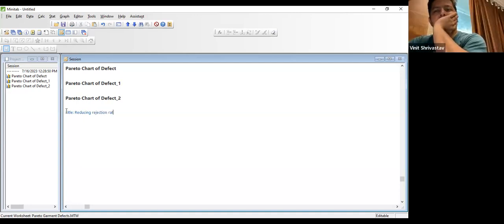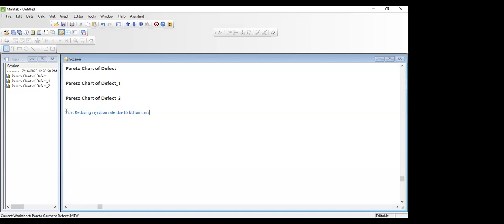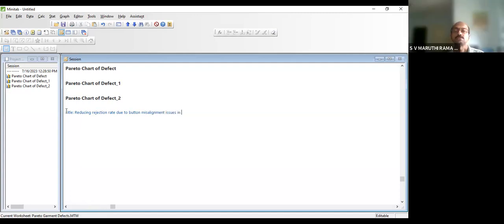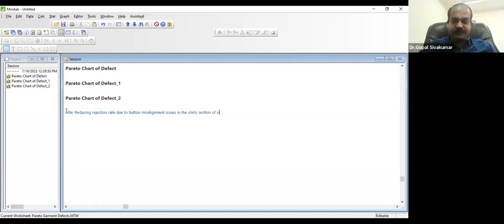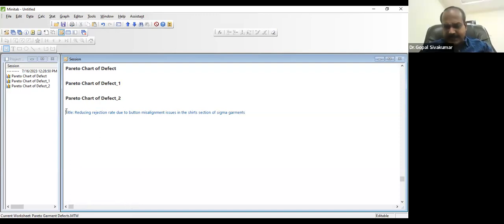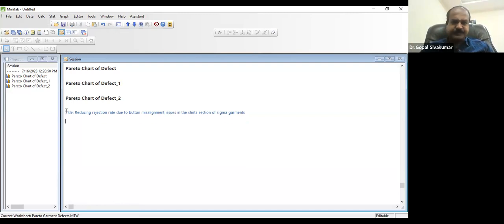Reducing rejection rate due to button misalignment issues in the shirt section of Sigma Garments. Project title is attractive. It has some meaning, isn't it? Now we have to write all these things so that our project charter will be ready.